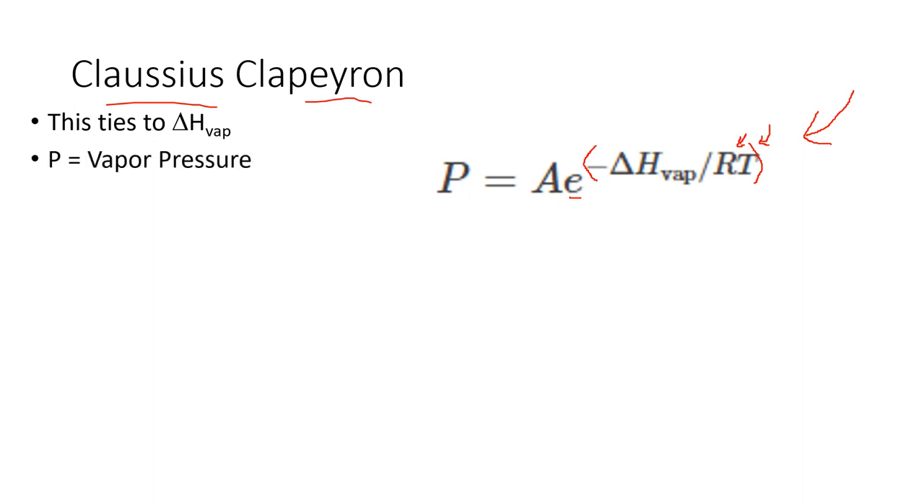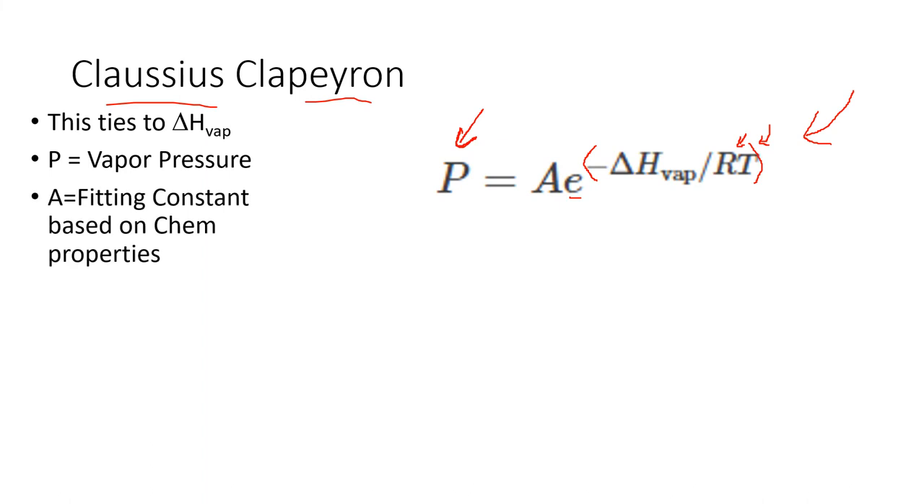So here P is the vapor pressure that we're going to measure. The A is a fitting constant. We often have to do this because we can say that the pressure is proportional to that, but then we need a constant of proportionality.